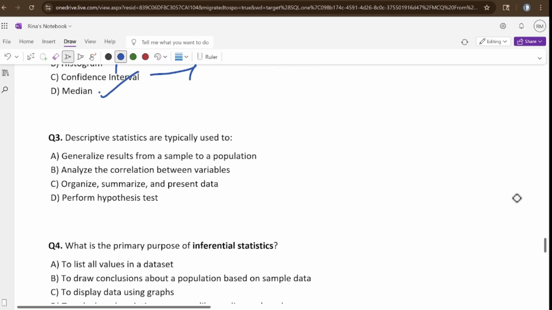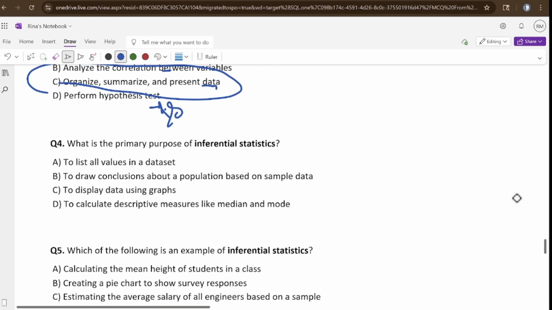Now, descriptive statistics are typically used to generalize result from a sample to a population. Inferential statistics analyze the correlation between variables, organize, summarize and present data, perform hypothesis test. This is also inferential statistics. So we have organize, summarize and present data.